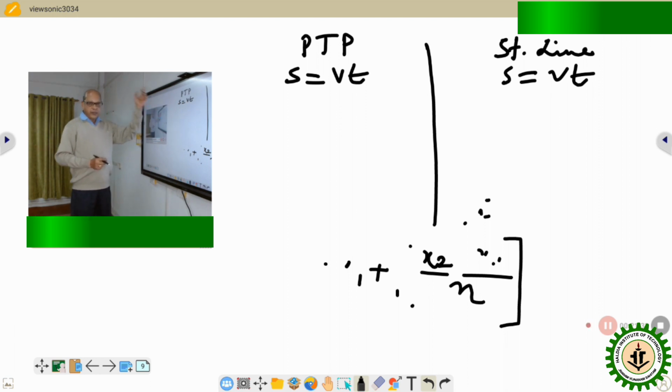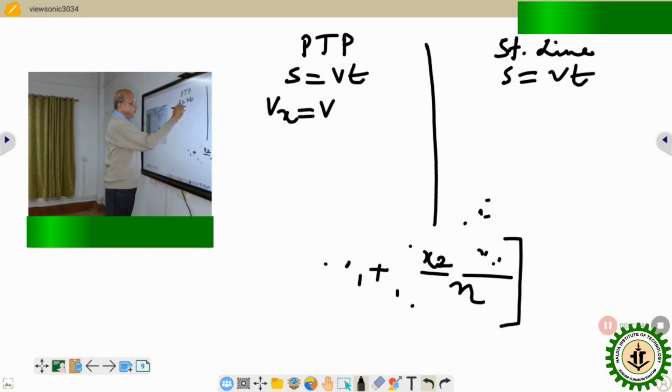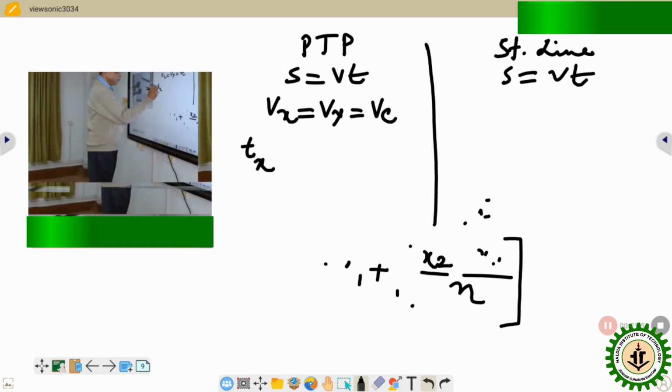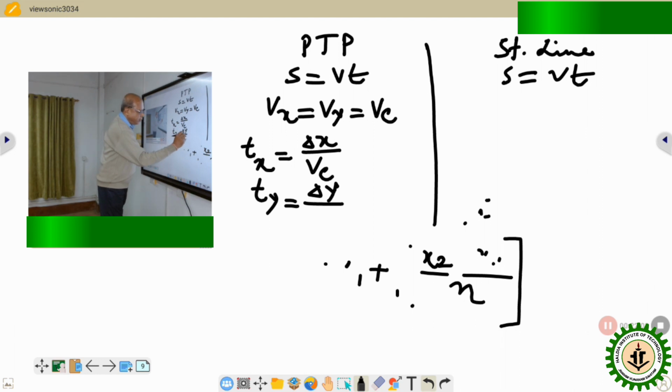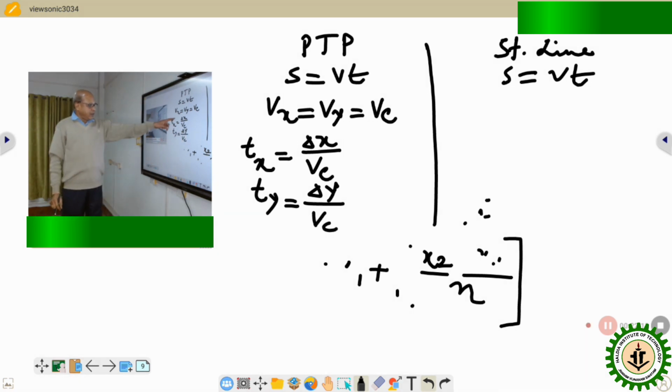What is considered in case of PTP, Vx equal to Vy is common, that is V common, and that is the V max. If that is so, Tx will be delta x by V common, and Ty will be equal to delta y by V common. So unless and until delta x and delta y are equal, definitely Tx won't be equal to Ty. So velocities are common and maximum to reduce the time. So Tx won't be equal to Ty.